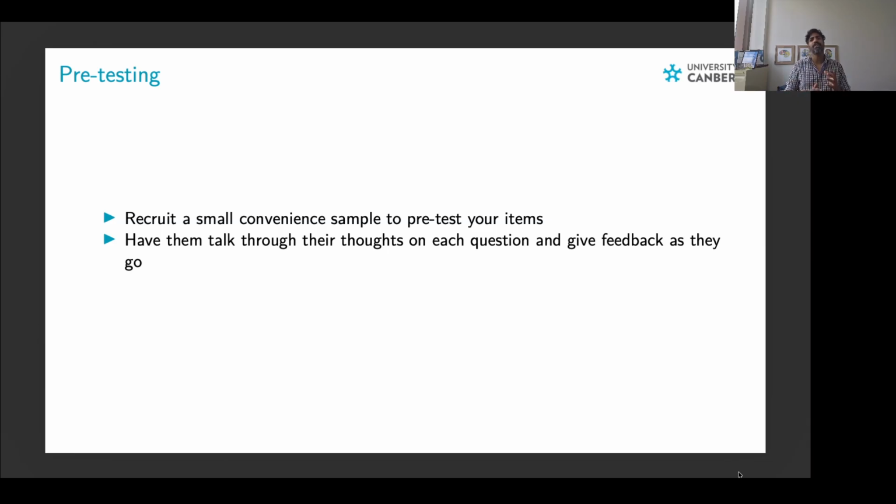So the pre-testing is where you recruit a small convenient sample to pre-test your items. Have them talk through their thoughts on each question and give feedback as they go. Really, in survey research that I've been a part of, when you do that pre-testing, often it starts with collaborators, like research collaborators. You send them the survey to complete and then they provide their thoughts and feedback as to how they experience completing that survey, but also how they think other participants may experience that process and what challenges may arise.